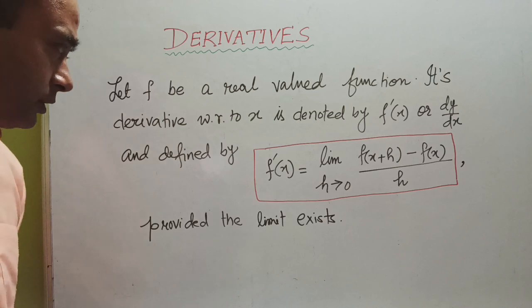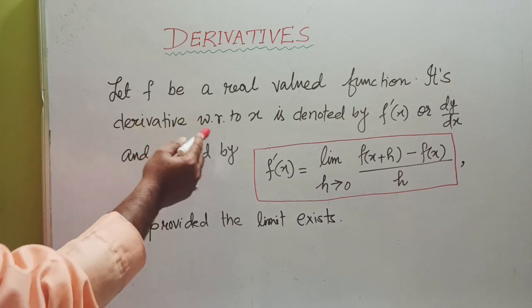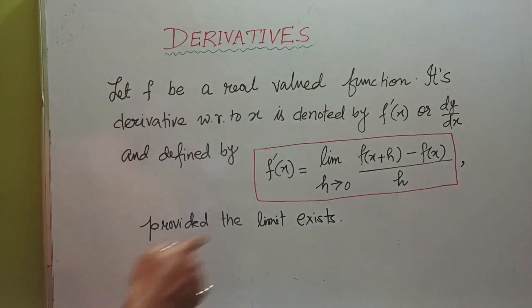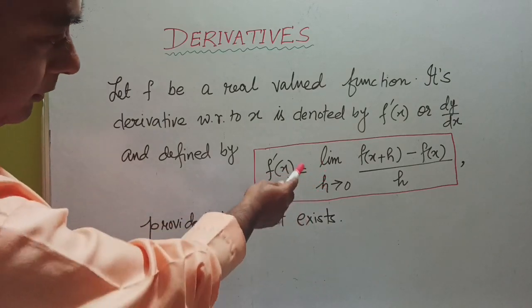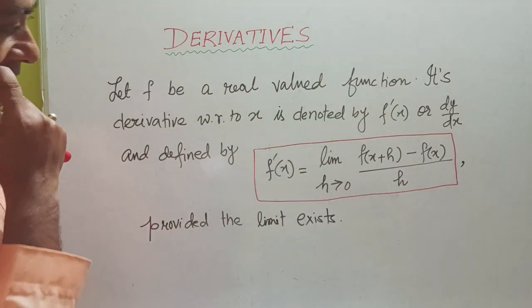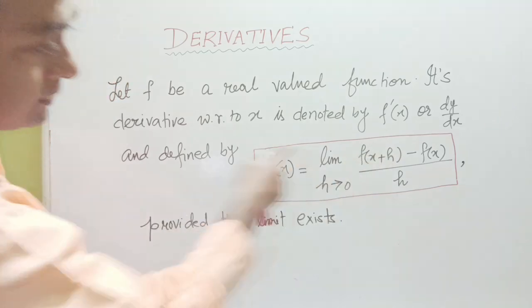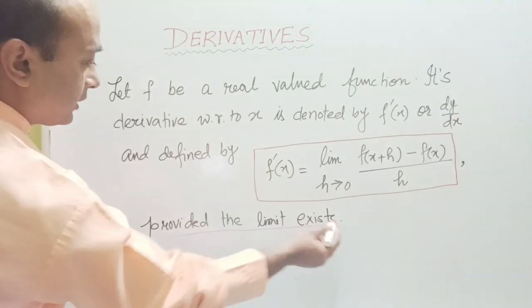So here is the definition. Let f be a real valued function. Its derivative with respect to x is denoted by f dash x or dy/dx and defined by this limit: limit of h tends to 0, f of x plus h minus f of x, divided by h, provided the limit exists.